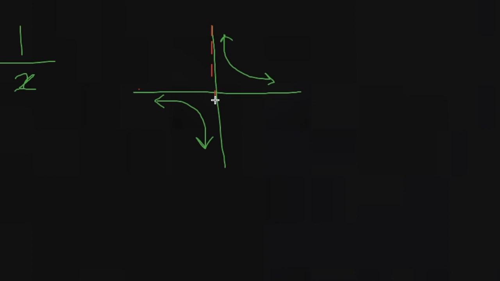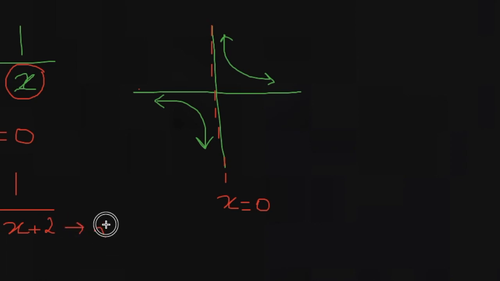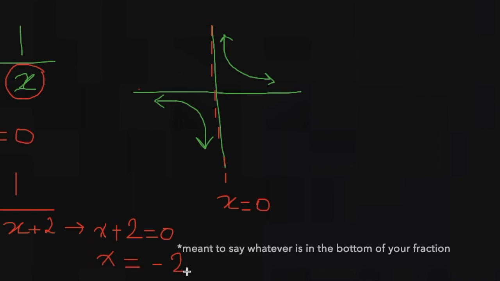This function has an asymptote at x equals 0. An asymptote is when you have variables in the denominator of your fraction, and you set that equal to 0. So x equals 0 on the bottom is our asymptote, but say we had 1 over x plus 2. We would have to set the denominator x plus 2 equal to 0. Therefore, x equals negative 2 would be our asymptote. Whatever is on the bottom of your denominator, set it equal to 0 and solve for x, and that is how you find your asymptotes.